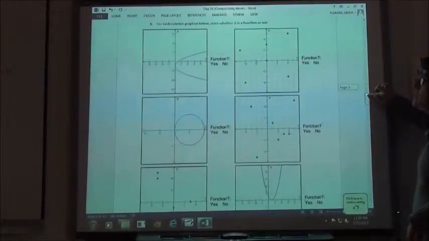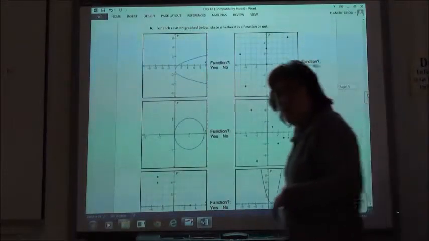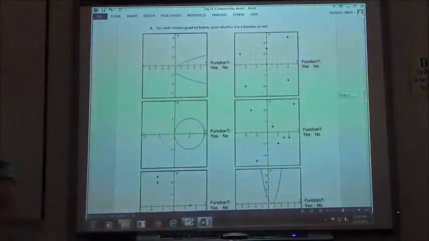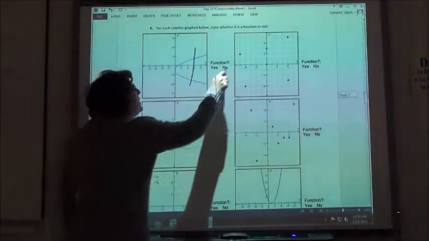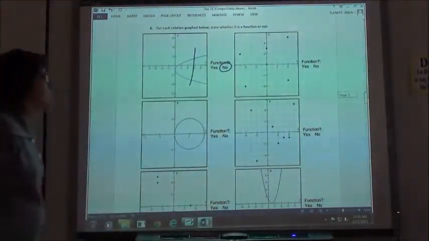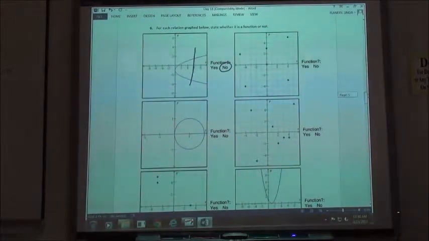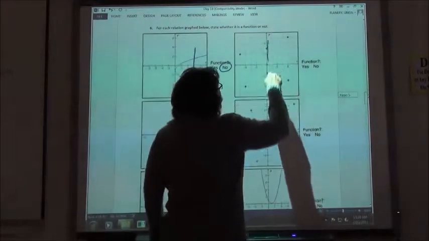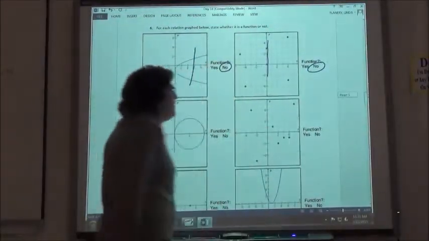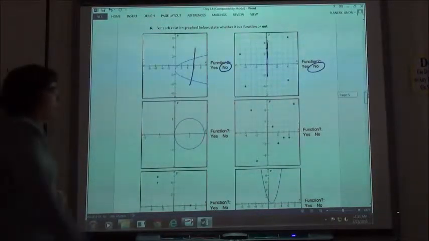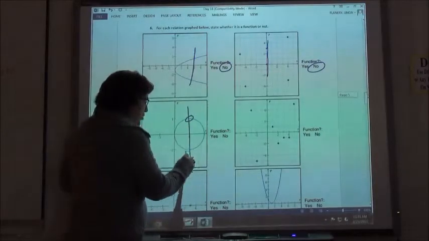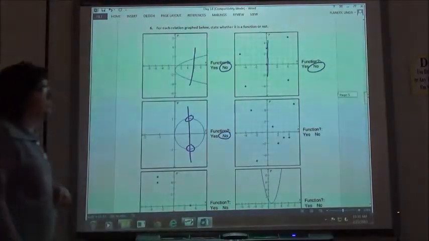So, number 6. Go ahead, think about, do you think that's a function or not? So if I draw my line, touch twice, not a function. Look at the next one. Do you think that's a function or not? If I draw my line here, I touch twice, not a function. I've got a circle. Do you think that's a function or not? If I draw my line here, I touch twice, not a function.